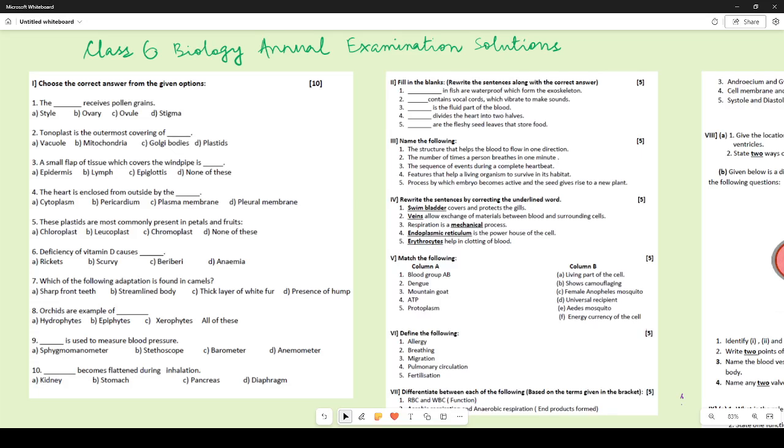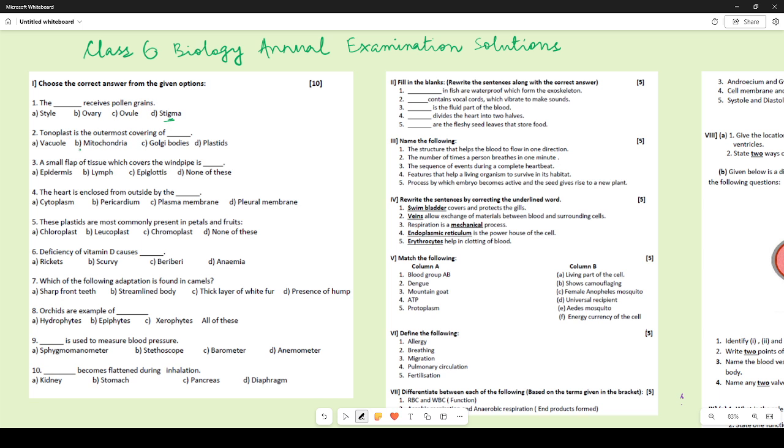Hello everyone, let us check out the solutions to class 6 biology annual examination. Let us start with the MCQs first. The dash receives pollen grains. The stigma, it is the uppermost part of the ovary which receives the pollen grains.